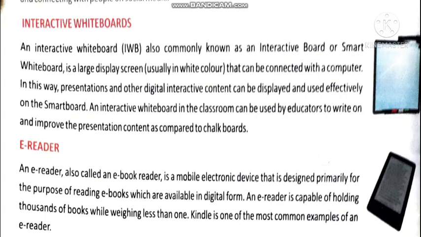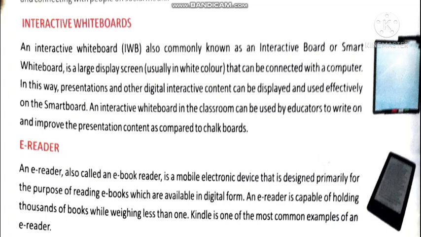These are basically like Kindle, where different types of books for reading are available. An e-reader, also called an e-book reader, is a mobile electronics device that is designed primarily for the purpose of reading e-books, which are available in digital form. An e-reader is capable of holding thousands of books. Instead of carrying those thousands of books, if you have all those books in digital form in an e-reader, that is more comfortable for you.